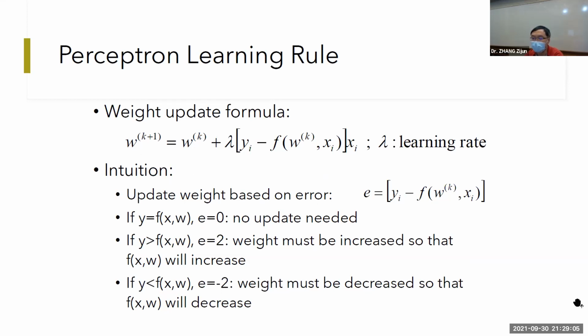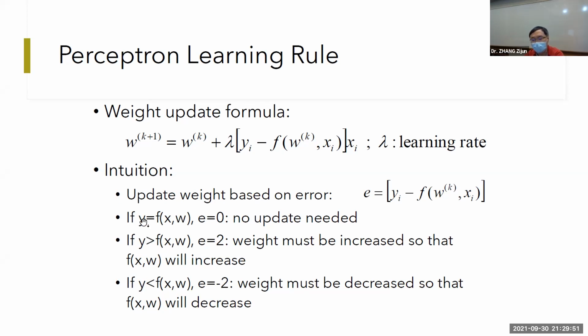So this is an example. Lambda is the learning rate. So the intuition based on this formula, how can we do the update? We update weight based on the error. If Y equals f(x,w), that means you have a perfect estimation, then error equals 0. If error equals 0, then w at iteration k, where k means the number of iteration, will be equal to w at iteration k plus 1. That means no change.